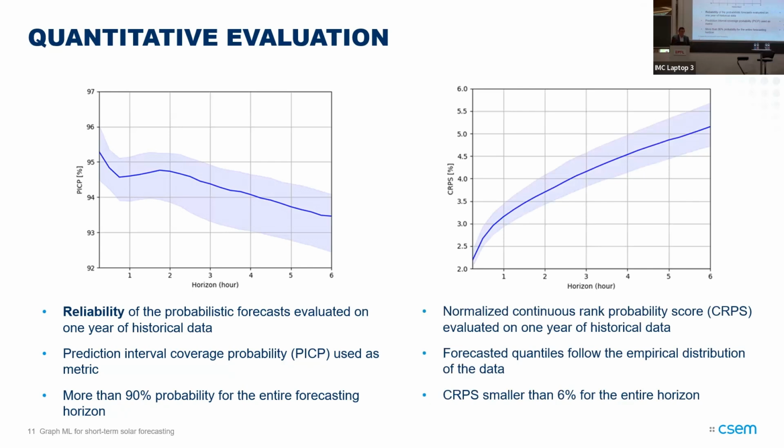We use the normalized version of the CRPS, and we see that for the entire horizon, the CRPS is smaller than 6%. As expected, the best CRPS is for the short-term horizon, and it degrades over time.